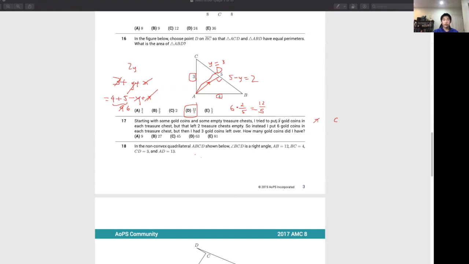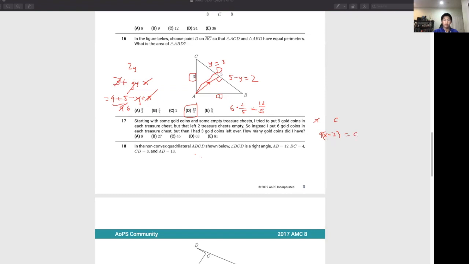Okay, now let's go through the problem again. 9 gold coins in each treasure chest. 9 times the number of treasure chests. But we had 2 treasure chests left empty. So actually we only had X minus 2 treasure chests. So 9 times X minus 2, and that's equal to C.